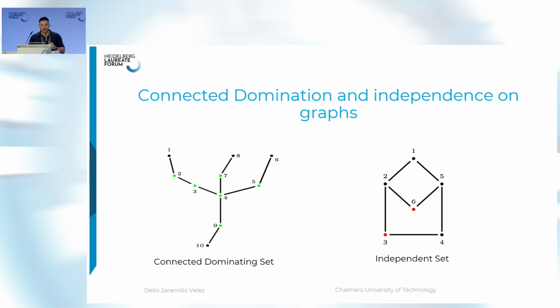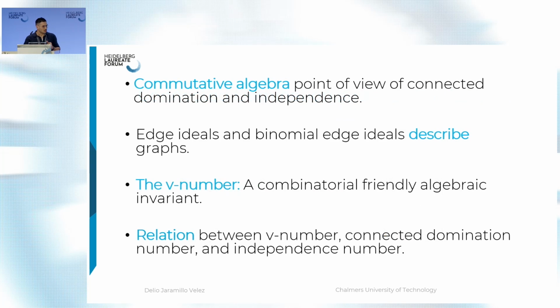In the poster, I want to tell you about a commutative algebra approach to these combinatorial objects. We are going to discuss edge and binomial edge ideals and how they describe graphs. I'm going to tell you about the v-number, a very combinatorially friendly algebraic invariant. And finally, we are going to explore the relation between the v-number, the connected domination number, and the independence number. That will be all. See you soon.